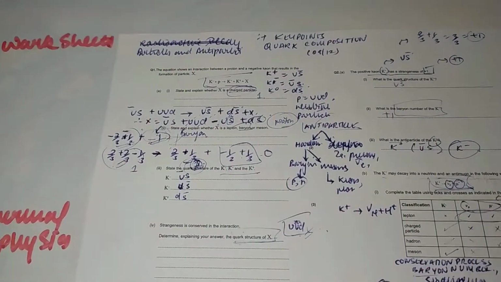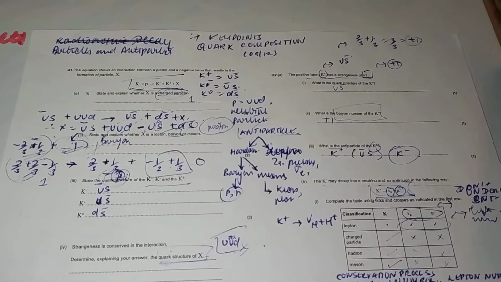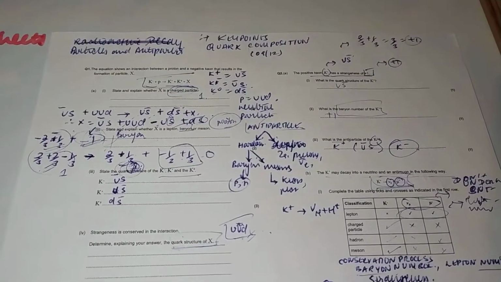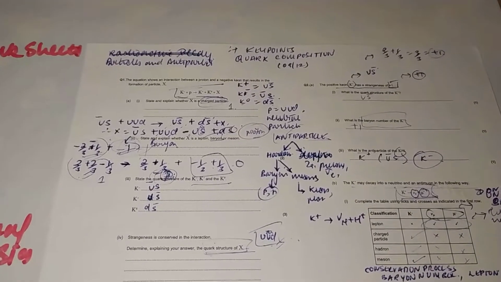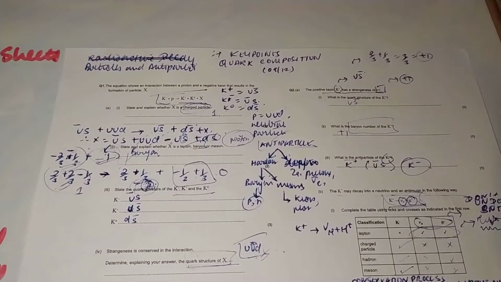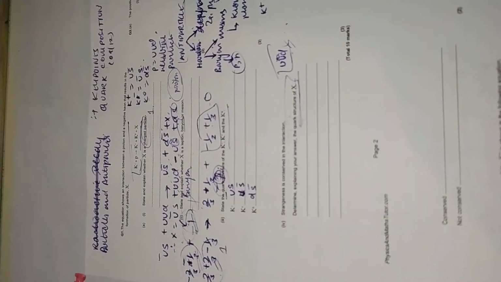Now, based on the chapter of particles and radiation, this is our topic on the particles and antiparticles worksheet from Physics Maths Tutor. This is based on our first question here, which I will read to you: the equation shows the interaction between a proton and a negative kaon that results in the formation of X. Under the equation, you can see that our negative kaon reacts with the proton to give us a positive kaon, a neutral kaon, in other words denoted by K naught, along with the particle X.